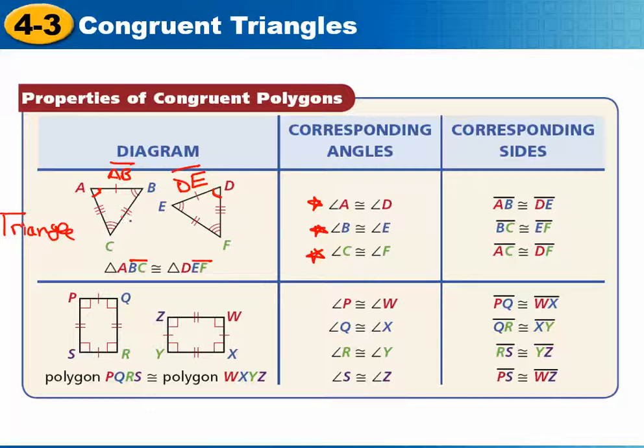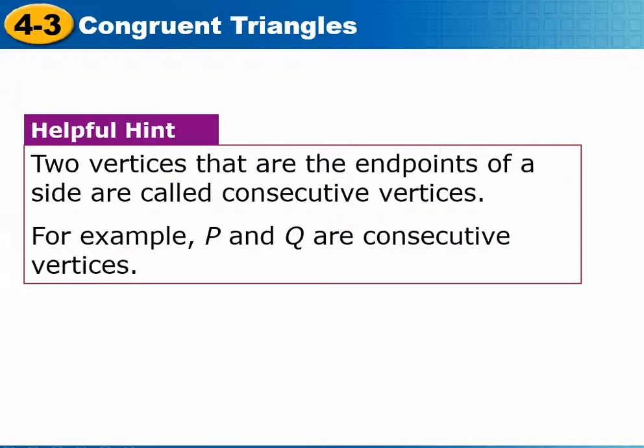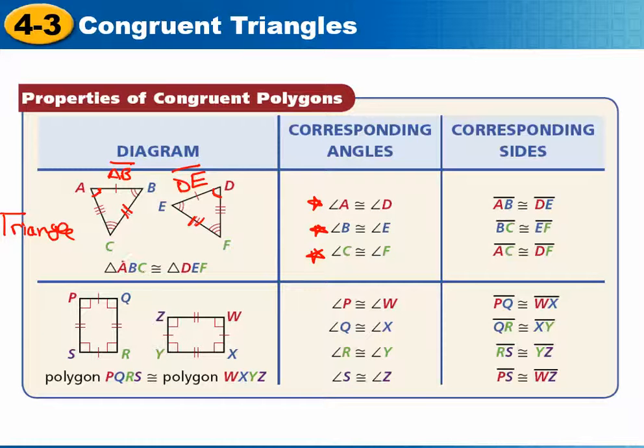Or you can say here's BC, here's EF, two marks on each. And then looking at the label ABC and DEF, A and C, they're skipping over the B, and D and F, they're skipping over the E. So the way that you write your congruent shapes is very important. They also have an example with a polygon. In this case, it's a rectangle, and you can see that it's very similar, except there'll be more congruent angles and more congruent segments.